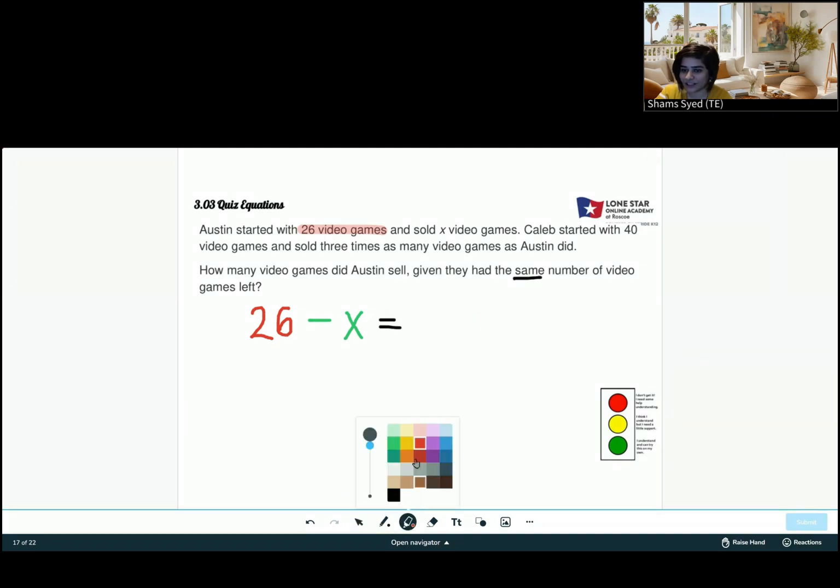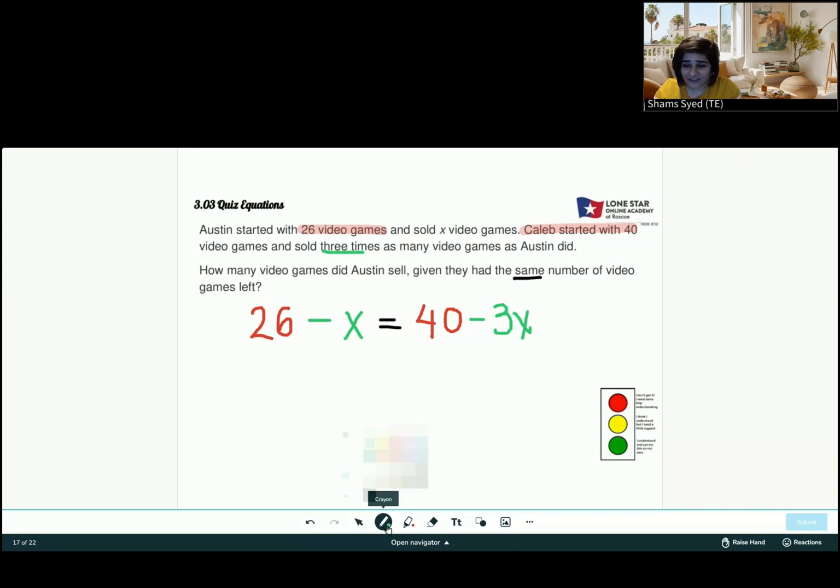Look at what Caleb did. Caleb started with 40. Caleb started with 40 games. What did he sell? He sold 3 times as many games as Austin. So 3 times as Austin is 3x. You got your equation to solve. Right?